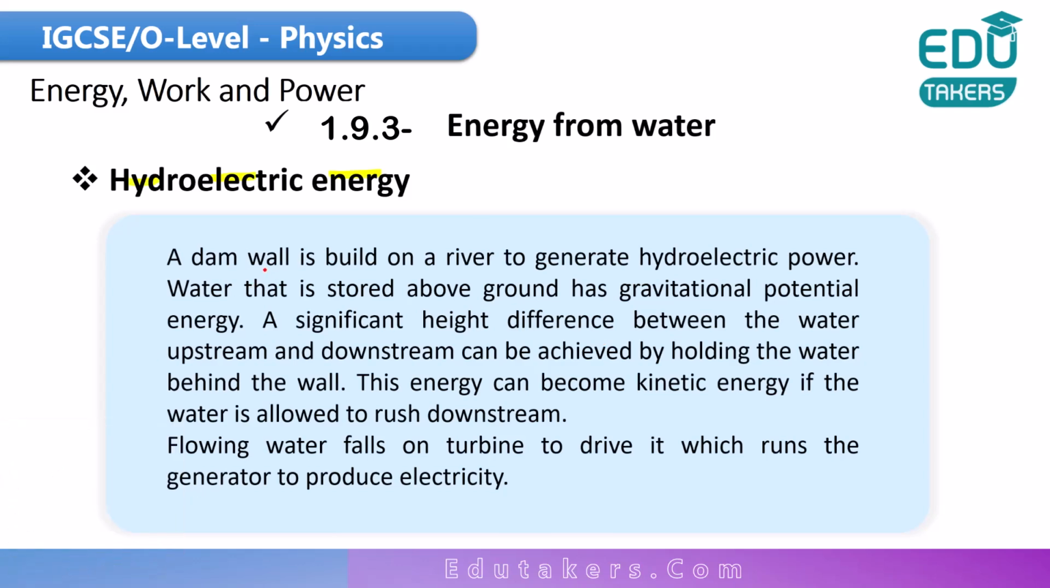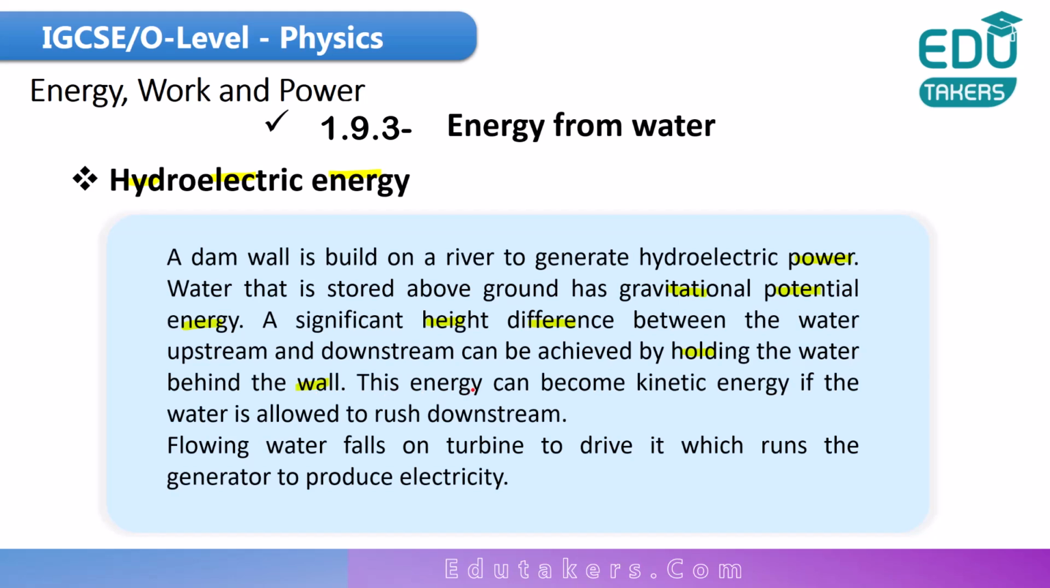You can see here a dam wall is built on a river to generate the hydroelectric power. When you have to obtain the hydroelectric power, you basically need to build a wall on a river. Water that is stored above the ground has only gravitational potential energy, because the water that is stored above the ground, it has the height. A significant height difference between the water upstream and the downstream can be achieved by holding the water behind the wall.